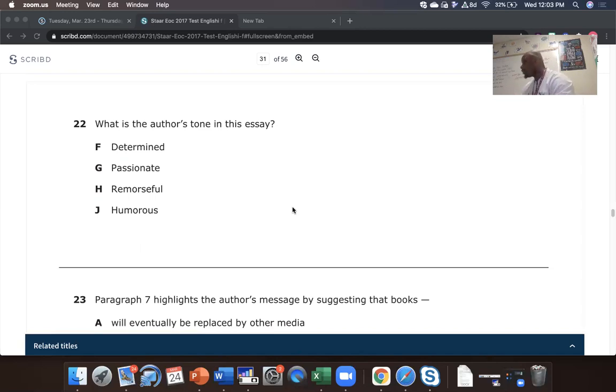So, based on what we have read so far, what can we automatically eliminate? J and H? Go ahead. G? You think the answer is G? Raise your hand if you think it's G. Well, what I can tell you, the answer to number 22 on the 2017 STAAR is G.